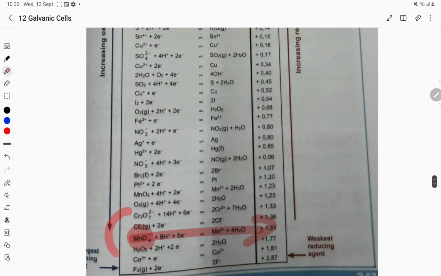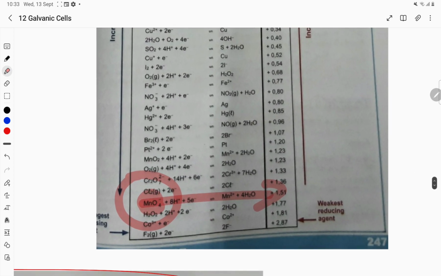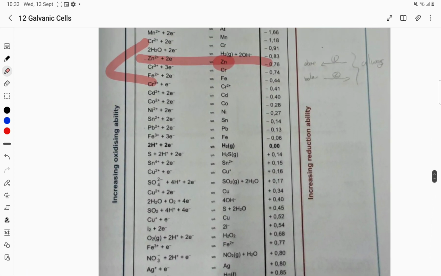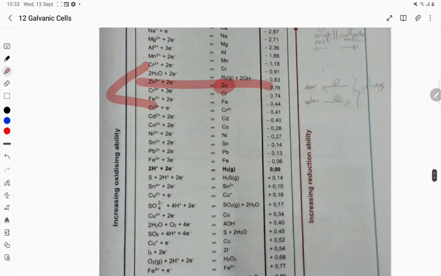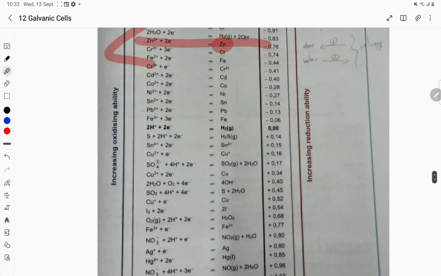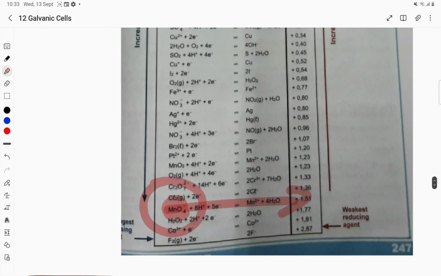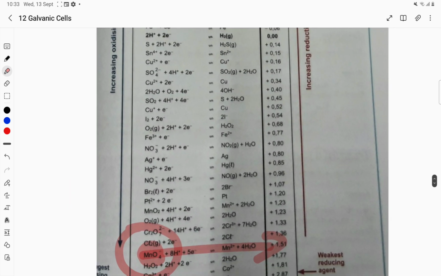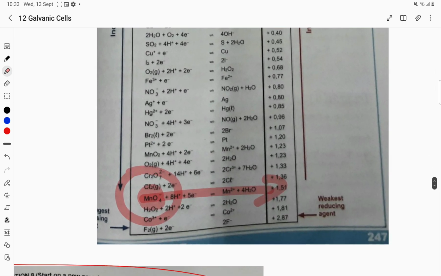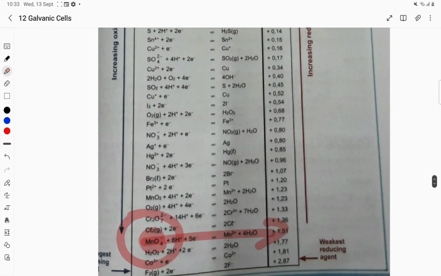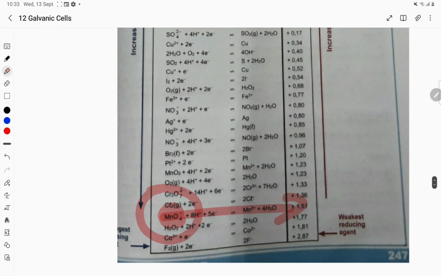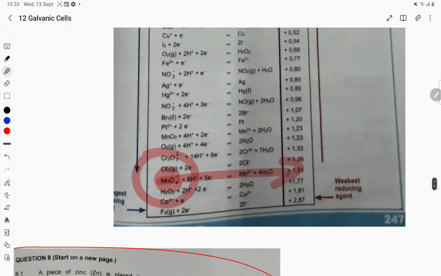Again, it's lower down. Your MnO4, your permanganate ions, is a stronger oxidizing agent than our zinc 2 plus ions. Therefore, it will cause the zinc to be oxidized. Yeah, so that's how you say it in a test. If they ask you in terms of reducing agent, you'll just say the opposite thing, right? So you'll say then zinc is a stronger reducing agent than Mn2 plus, therefore it will cause MnO4 to be reduced to Mn2 plus.